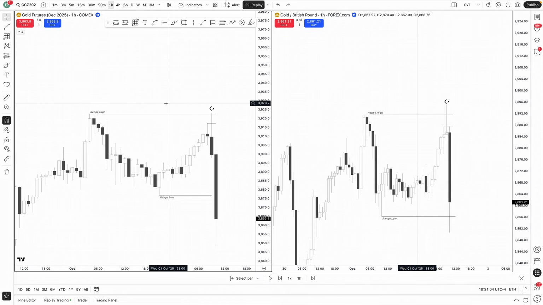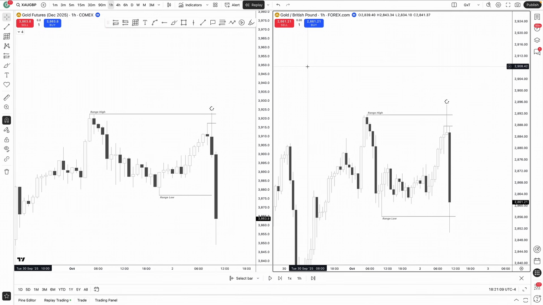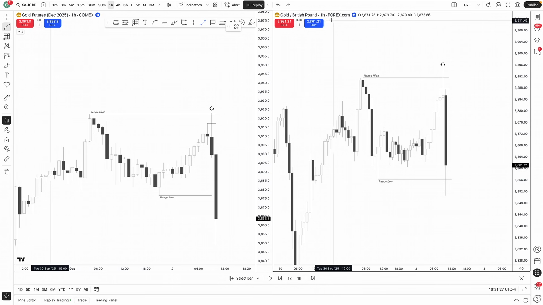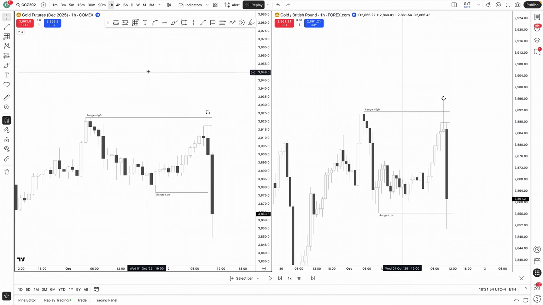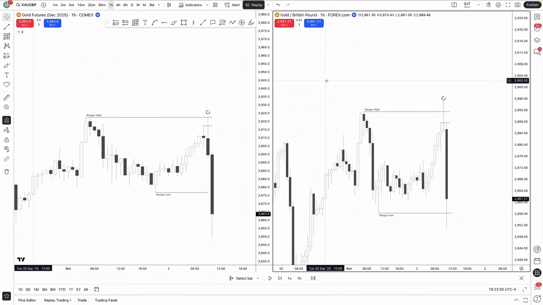So here we are on the gold triad. We have GC on the left, gold GBP on the right. Now it is important when using the gold triad that you use the right feed. With this forex.com feed, it actually opens up at 1800 as well. We have GC on the left and gold GBP on the right.